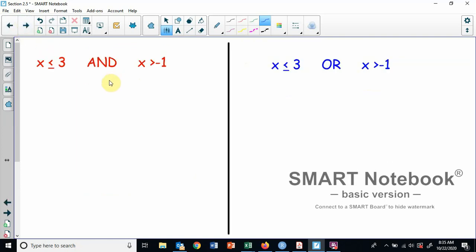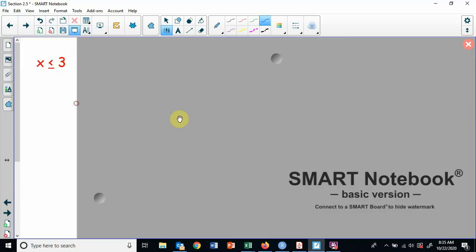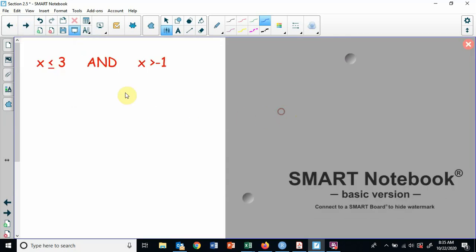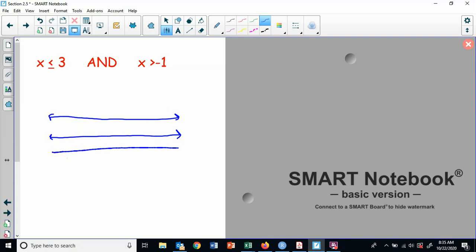So let's actually take a look at some examples. We're going to do an and and an or with the same example, okay? So here is how the three-line method works. We actually need three lines, and they're just three number lines. Okay? And we're going to make sure they're lined up. And we're going to literally graph these two graphs.